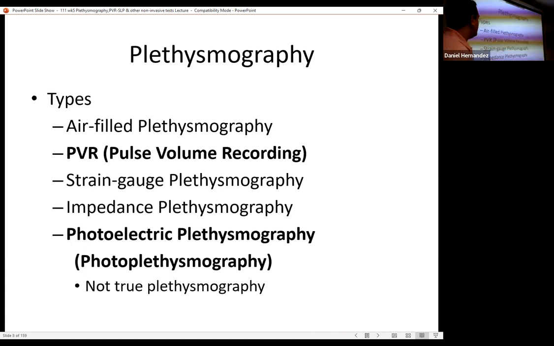So here's a bunch of different kinds of plethysmography. Really, the only ones that exist nowadays are our pulse volume recording, and then the photoelectric plethysmography, that PPG. Just remember that this one is not a true form of plethysmography. So this is just a little bit of history for plethysmography.